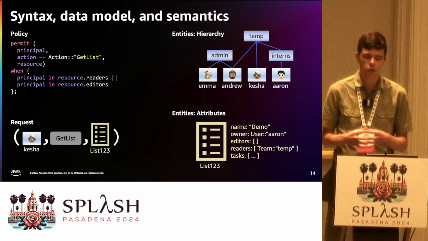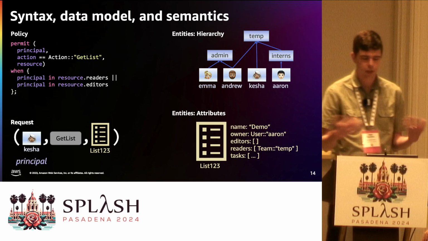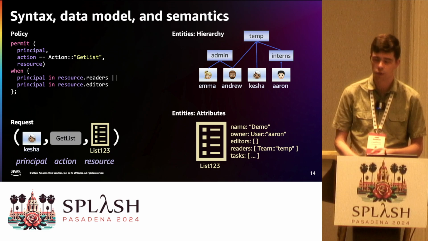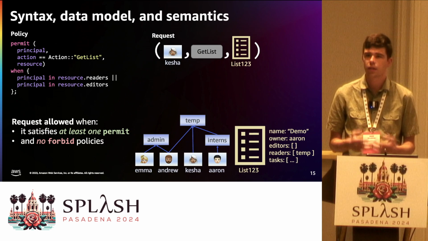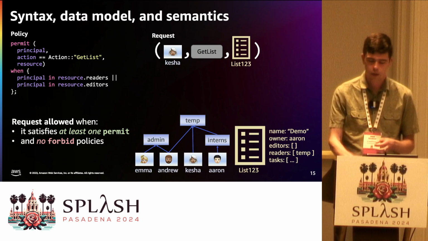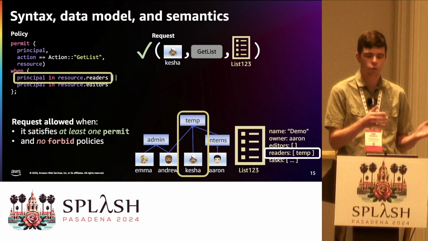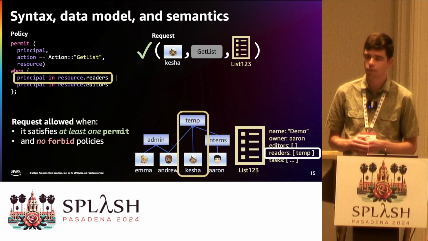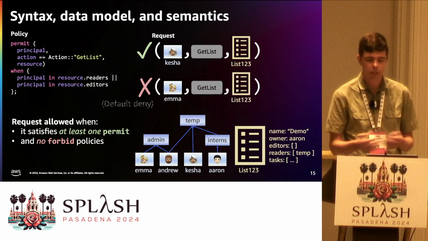Cedar requests are conceptually 3-tuples: principal, action, resource. So this request asks whether Kesha, the principal, can take the action get list on the resource list 1, 2, 3. And the request will be allowed if it satisfies at least 1 permit and no forbid policies. So this request will be allowed because resource is list 1, 2, 3. So resource.readers is the temp team, and Kesha is indeed in the temp team. But if we asked whether Emma is allowed to take the same action, that would be denied.